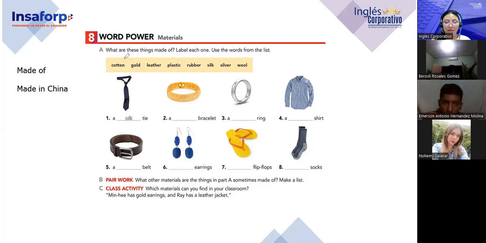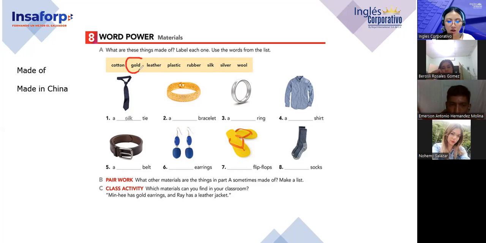Let's review the material. Number one, what do you think is this one? Cotton, dicen algunos. Algodón. ¿Alguien que conozca esa palabra? Yes, algodón. Hay muchas prendas hechas de algodón, ¿sí? How do you say algodón in English? Cotton. Podemos decir cotton, es la pronunciación. Or you can even say cotton, por si lo escuchan en ambas versiones. Algodón.